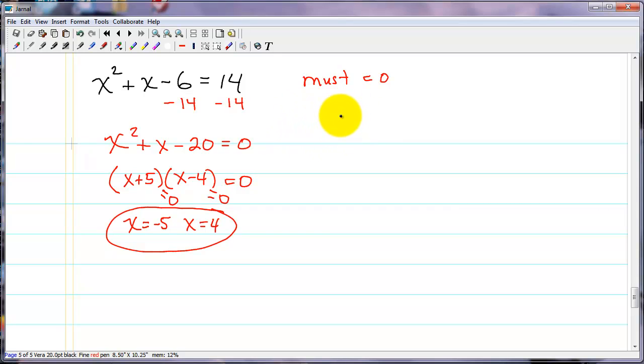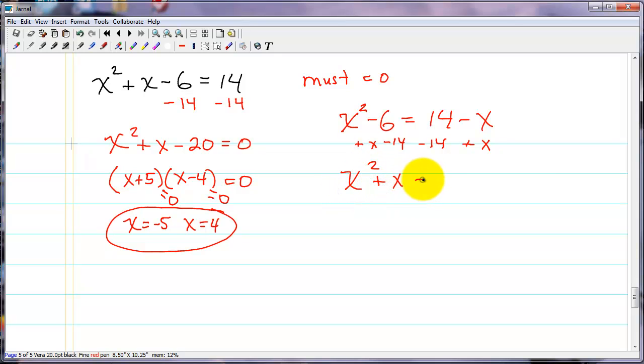Even if we had something like x squared minus 6 equals 14 minus x, to solve this, we've got to move everything to the other side. Move the x over here, subtract the 14. And then again we would have had, so don't forget this is important, otherwise this is pretty easy, and good luck as you work your problems.